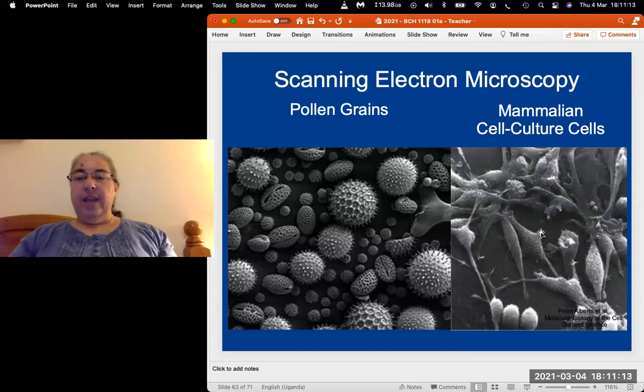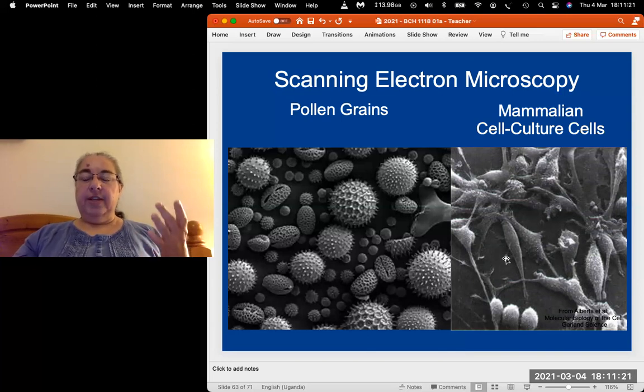In the same way, this is a scanning electron micrograph of mammalian cells growing in cell culture. So these are cultured cells outside a living organism. Again, the electrons bouncing off can allow you to see the way these cells are growing and interacting with each other, even though they're being grown totally artificially in a cell culture.